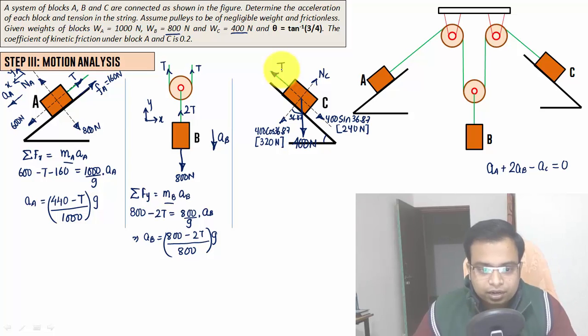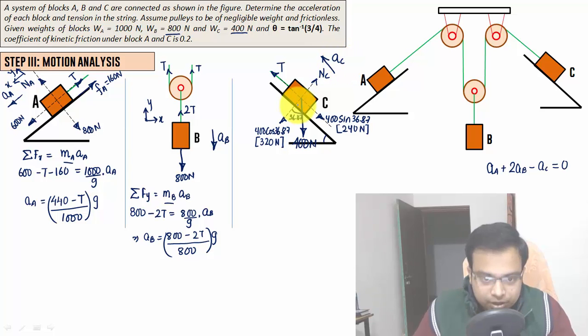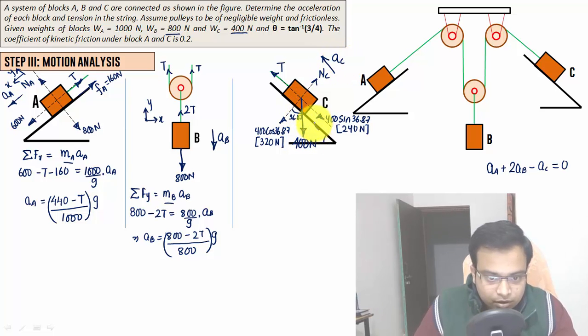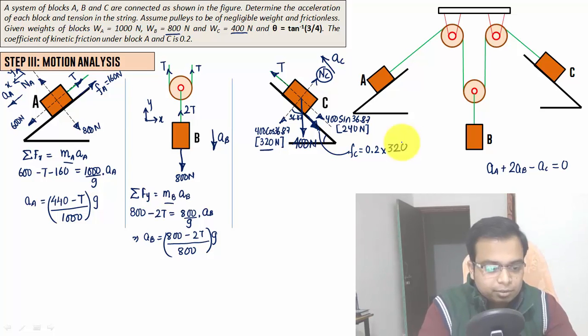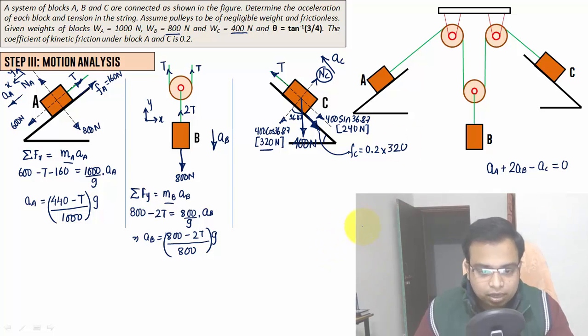Since this block C is moving in the upward direction, uphill, with an acceleration of AC, the friction acting will be somewhere along this direction. Okay, this way. And as far as this friction on block C is concerned, it is equal to the coefficient of friction, that is 0.2, multiplied by the normal. This normal will be equal to this force over here, that is 320. So 0.2 multiplied by 320 will give us 64 newtons. So that's the friction force applied, 64 newtons.